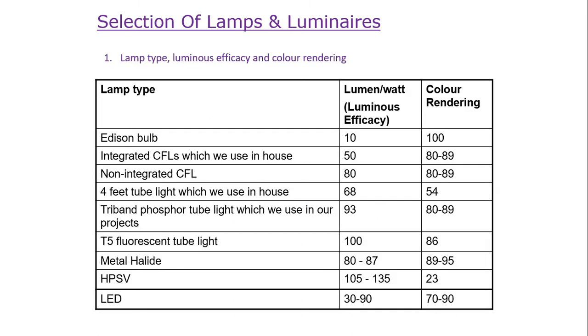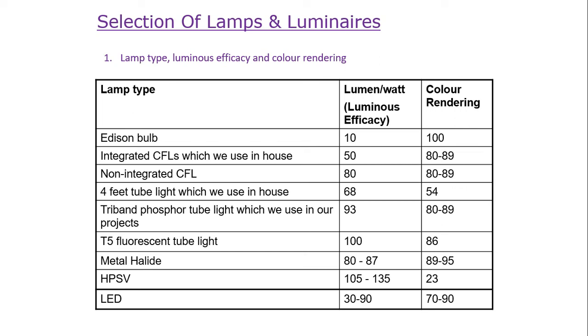So here is a brief table of selection of lamps and luminaires. In the first column, we have mentioned the lamp type. The second column represents lumens per watt. It is technically specified as luminous efficacy, which means the lumen output per watt of the light fixture. So a good LED light fixture gives a lumen output close to 30 to 90 depending upon its rating and configuration.